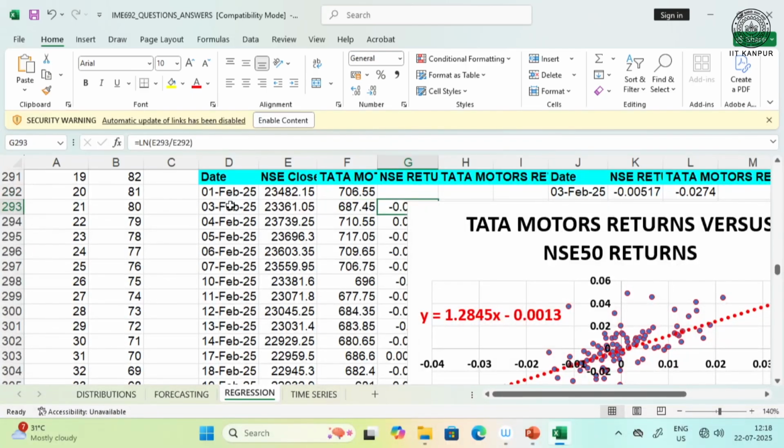total return, can be calculated by rate of return, and for the rate of return we have two formulas. One is given by P2 by P1, another one is given by ln of P2 by P1. We use the concept corresponding to the continuous compounding interest rate, hence we will take the logarithm of this ratio, and that value is given here in column number G.